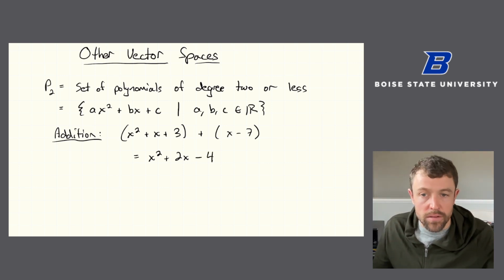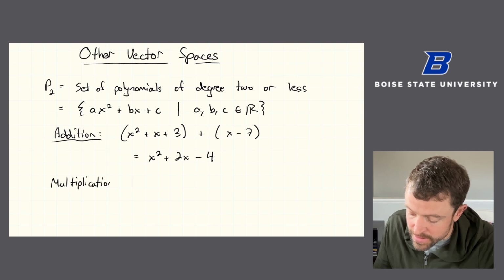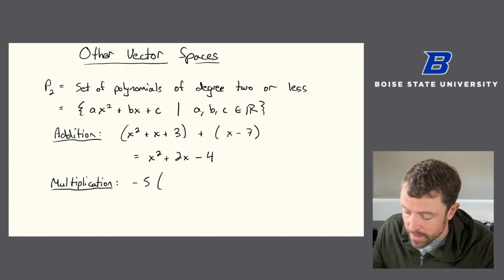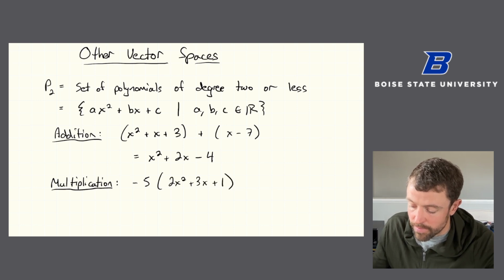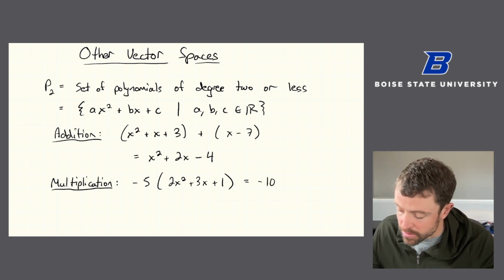I also have scalar multiplication. Now this is scalar multiplication. I'm not talking about multiplying 2 polynomials by each other. So for instance, I could take -5 and multiply it by 2x squared plus 3x plus 1, and I would get another polynomial of degree less than or equal to 2.